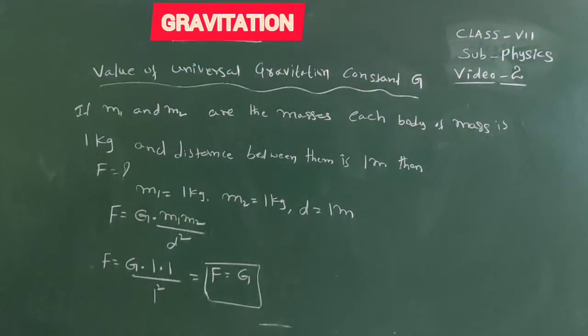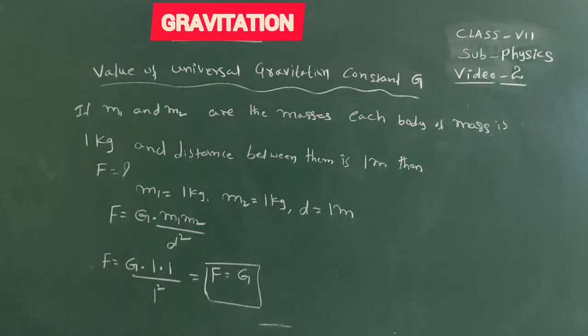If m1 equals 1 and m2 equals 1, then F equals how much? G. From this equation we can say that the gravitational constant G is numerically equal to the force of gravitation which exists between two bodies of unit masses kept at a unit distance from each other.